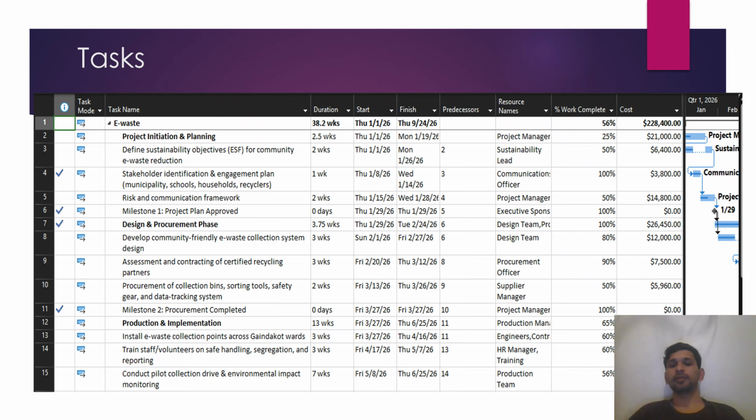In addition, collaboration with local government, recycling companies and environmental organizations will ensure smoother operations. Regular monitoring and reporting will help to identify gaps and make improvements in the project process.